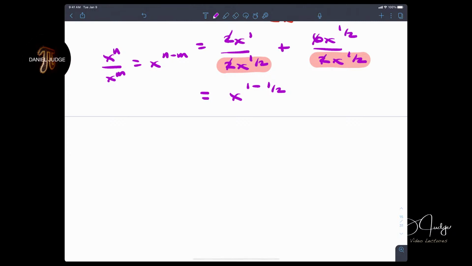you're dividing, you subtract the exponents, you keep the base. 2 goes into 6 3 times, so this would be plus 3. And then x to the 1/2, x to the 1/2 goes away. They cancel. So this quotient is going to become x to the minus 1/2 plus 3. So here's going to be my quotient, ladies and gentlemen. This is that Q that we are looking for.